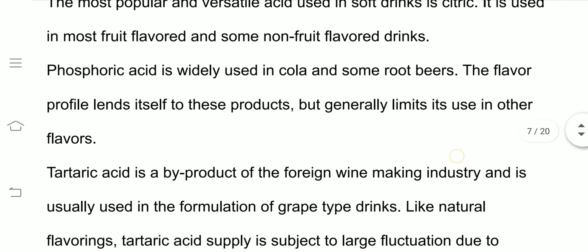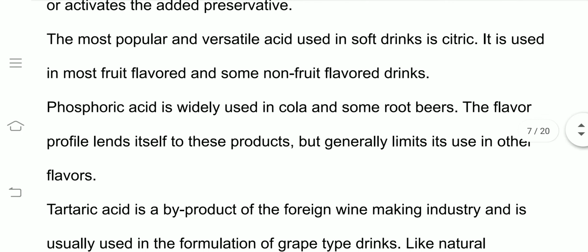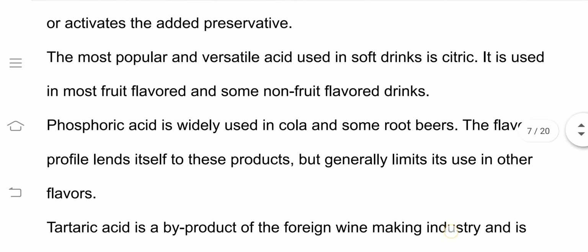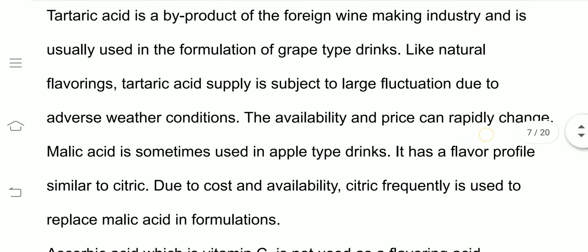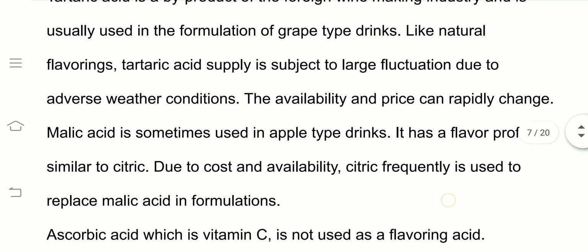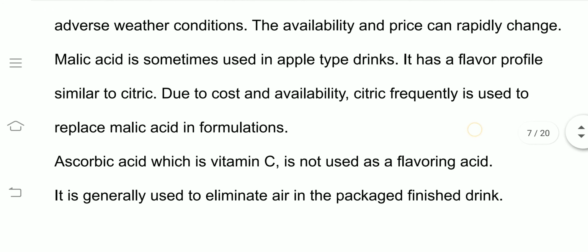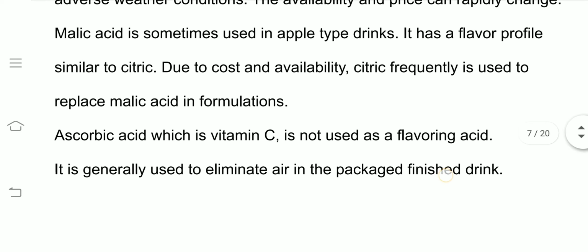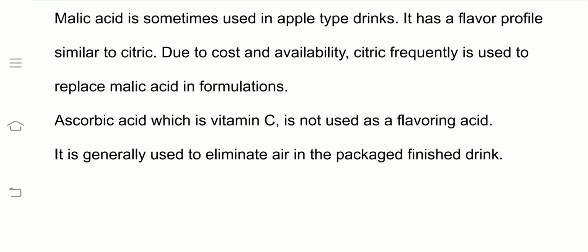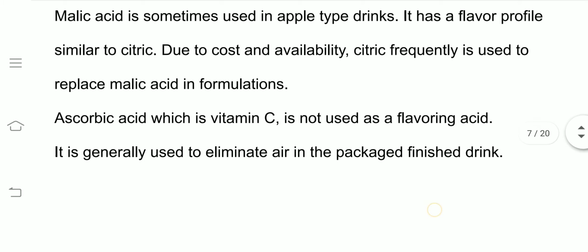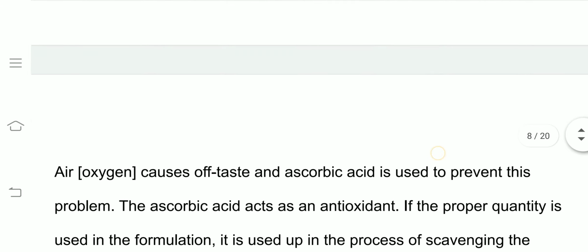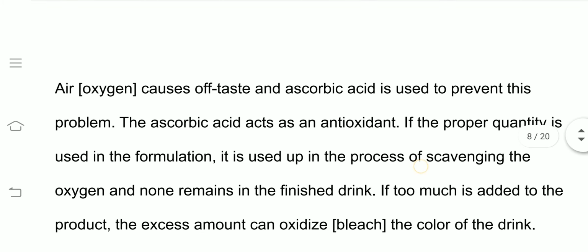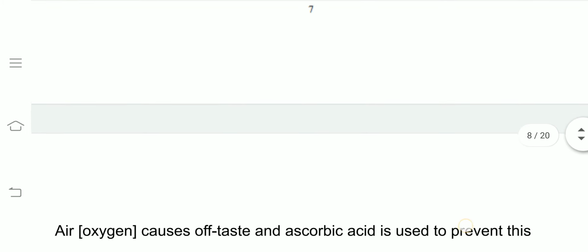So, different types of acids are used. The most popular and versatile acid is citric acid. Other than citric acid, phosphoric acid, then tartaric acid from grape flavor is used. Then malic acid is also used, or in combination like sugars, ascorbic acid, citric acid, malic acid, tartaric acids are used in combination to produce characteristic desirable flavor.